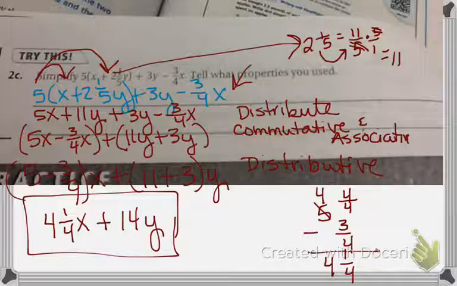And then I used commutative and associative property to get my x's together and put parentheses around them, and get my y's together and put parentheses around them. Then I used distributive property to pull the x out and pull the y out. So I had 5 minus 3/4 times x, and then 11 plus 3 times y. And then over here I did the 5 minus 3/4. I had to borrow from the 5, have 4 left, and 4 4/4 is equal to 5. So 4/4 take away 3/4 was 1/4. And so I had 4 1/4 x's, and 11 plus 3 is 14y.